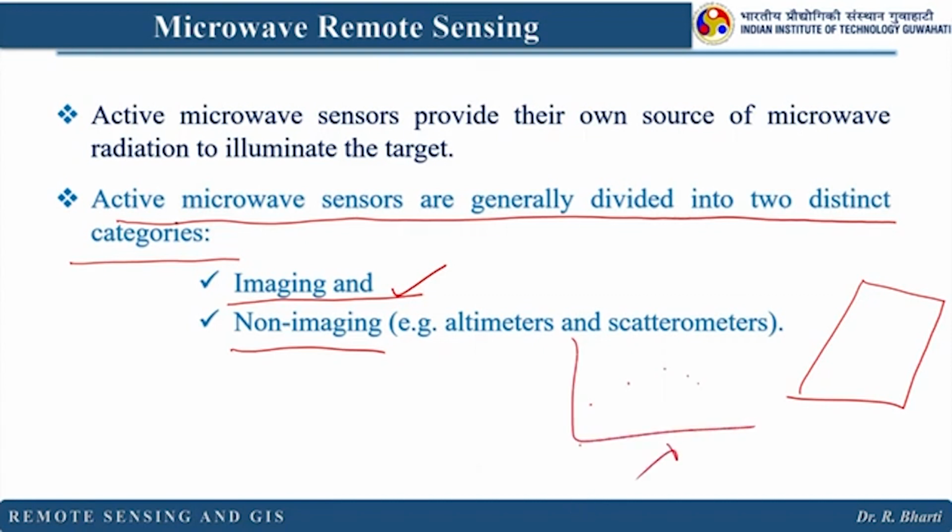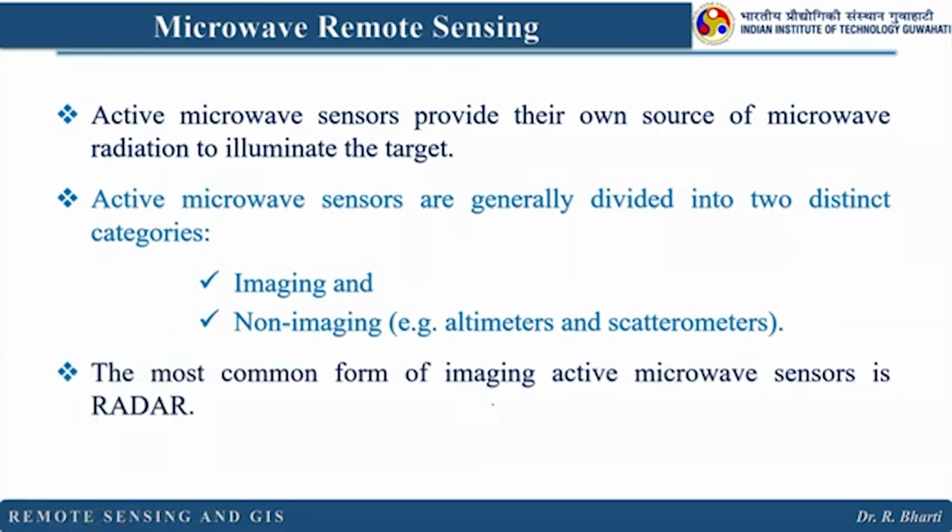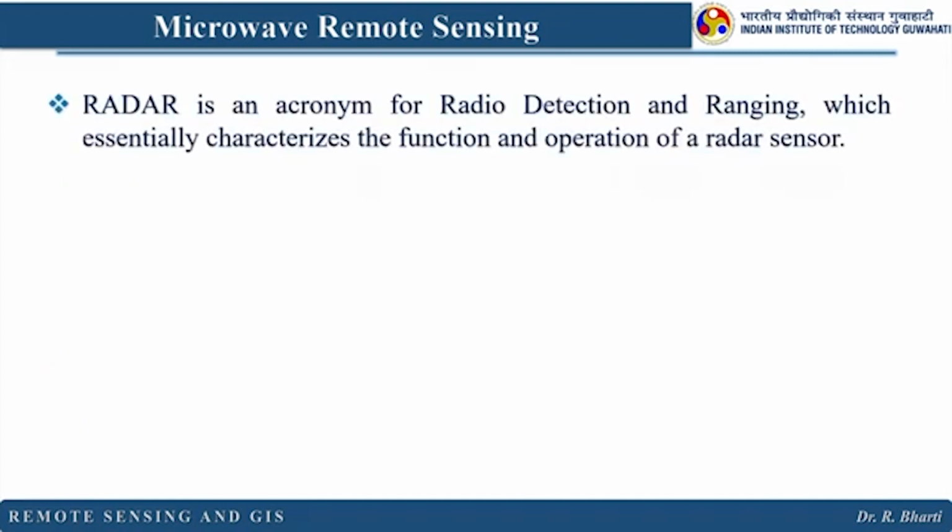And these wavelengths will be essentially 0.1 centimeter to 1 meter, and this will be the range, and depending upon your instrument the values will be generated, right. The most common form of imaging active microwave sensor is radar. So I hope all of you have heard this word radar, right. So what exactly radar means?